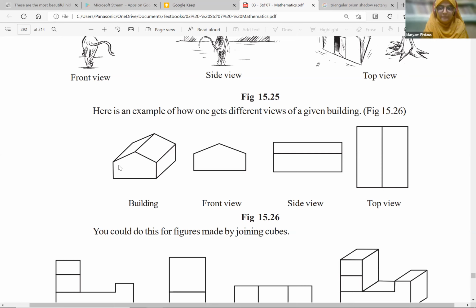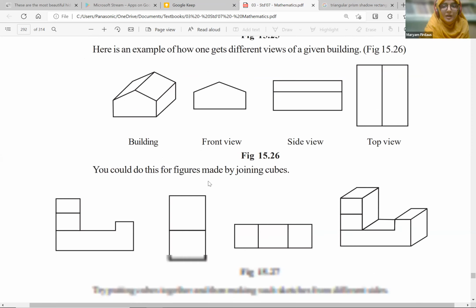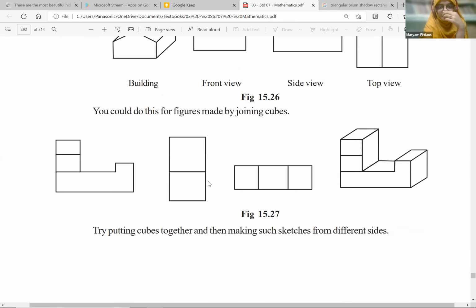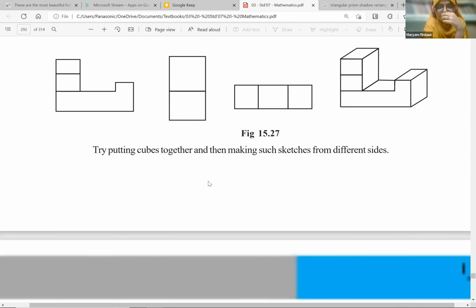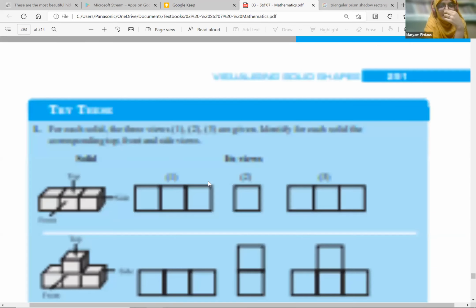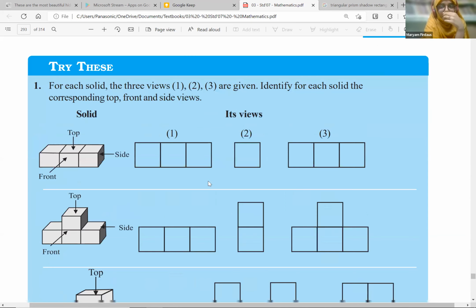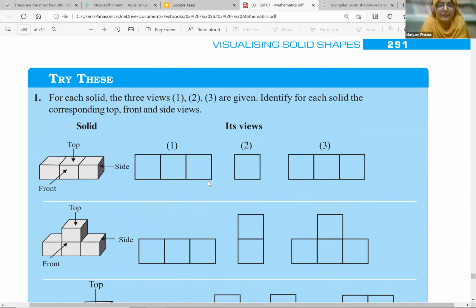Yeah, I understand. So this is the front view of the building, the side view, and the top view. Now what we need to do, let's just go to the exercise. So let's do this one. Page number 291. Try these for each solid. The three views are given. Identify for each solid the corresponding top, front, and side views.